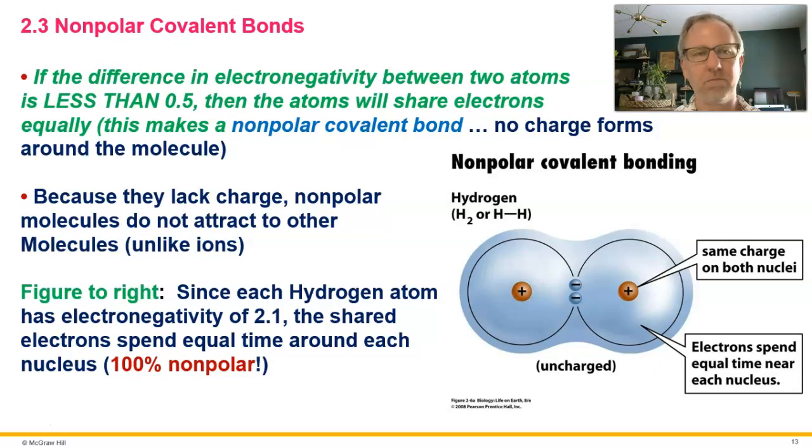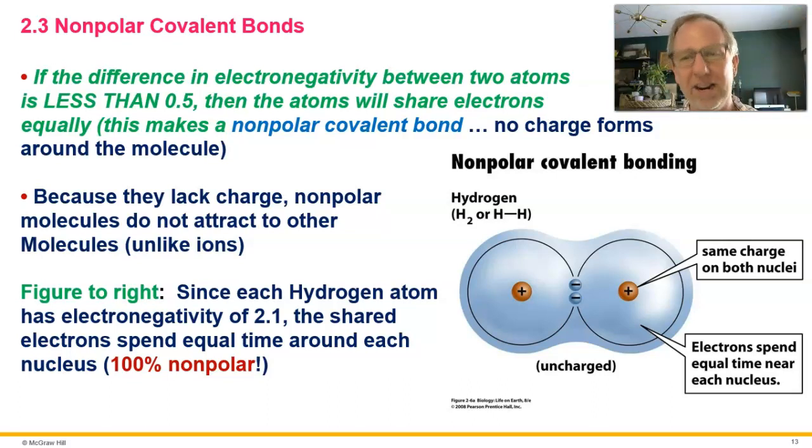So here's a rule. If the difference in electronegativity between atoms is less than 0.5, then the atoms will share their electrons equally, and that will make what chemists call nonpolar covalent bonds, and no charge will develop around that covalent bond. So because they lack charge, there's no positive or negative around them, nonpolar molecules do not attract to each other like ions do. They're just oblivious to each other.